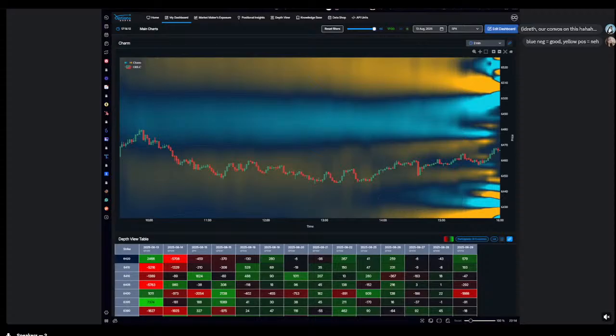I can't remember which color is which. Yeah, that's fair. Blue negative good, yellow positive. That's a good way to remember it, I guess.